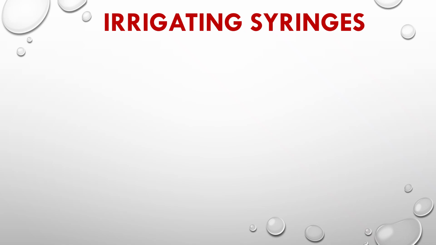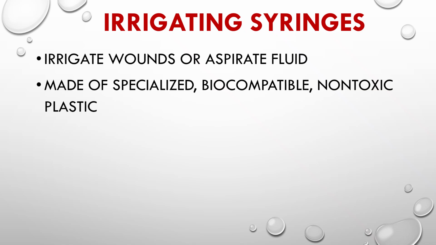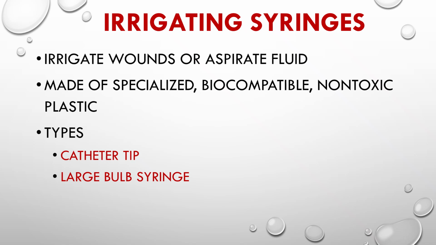We also have irrigating syringes, so this would be for irrigating a wound or aspirating, or taking off fluid from the wound. These are made of specialized, biocompatible, non-toxic plastic, so that it's not transferring anything into the patient during the flushing. So a few different types of irrigation syringes. We have catheter tips, large bulb, ear syringes, and TUMI, and we'll talk about each of those.